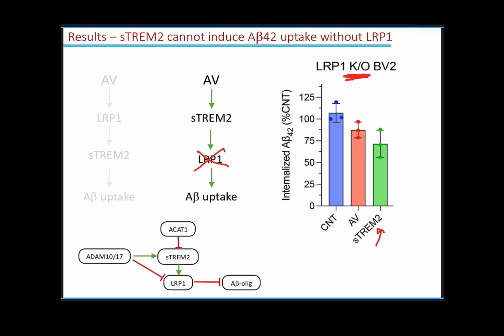And then I plugged in ADAM10/17 in there because it was already in our network, and it is contributing to the formation of sTREM2. But in a separate paper many weeks ago, we saw that ADAM10/17 could also inhibit LRP1.